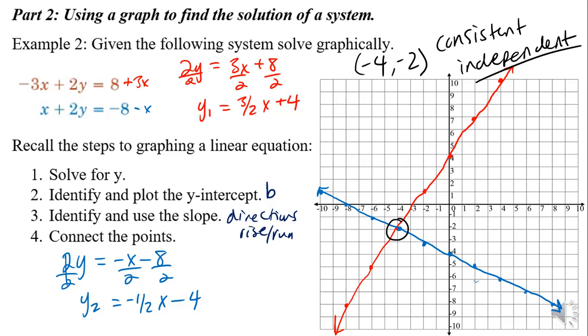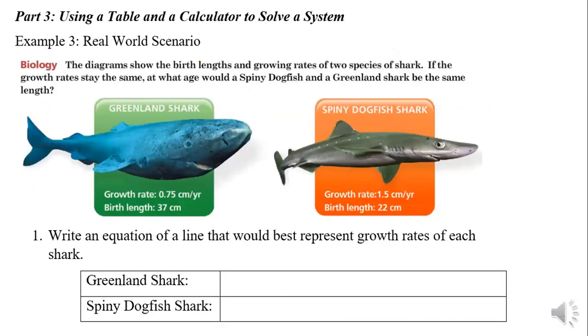All right, next we're going to talk about real world examples and creating our own equations from a problem. So here we have a biology example. The diagram shows the birth lengths and growth rates of 2 species of sharks. The growth rates stay the same. At what age would a spiny dogfish and a Greenland shark be the same length? So we're trying to figure out when they're going to intersect.